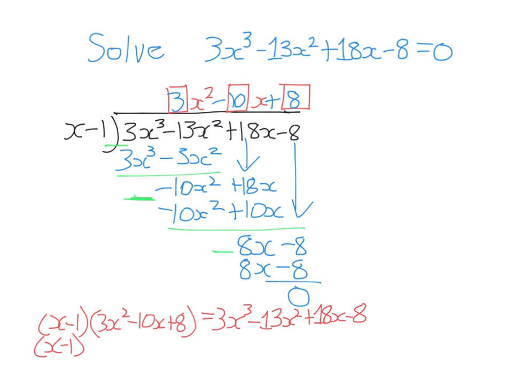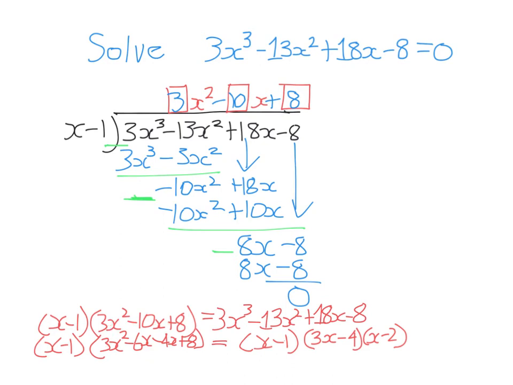So remember, the AC method is I go a times c, so that's 24. I find two numbers that multiply to 24 and add to minus 10. So, of course, minus 6 and minus 4. And then, remember, I factorize the first two terms, the second two terms, and I should end up with this. So this here is equal to 3x squared minus 10x plus 8.